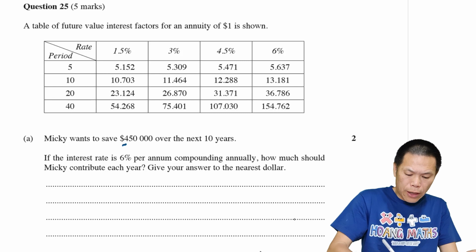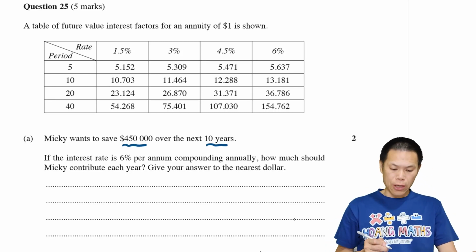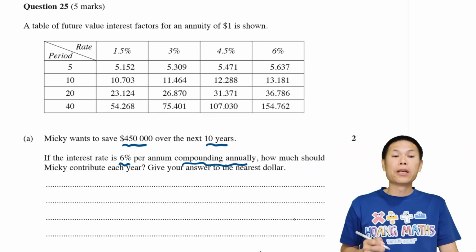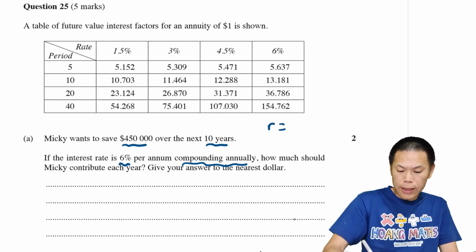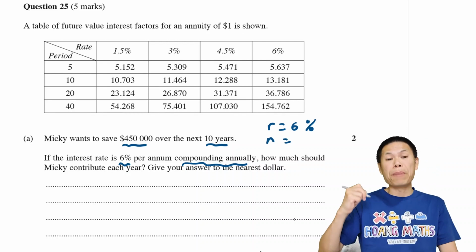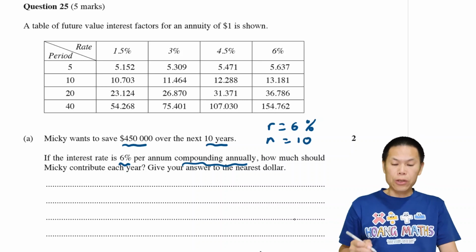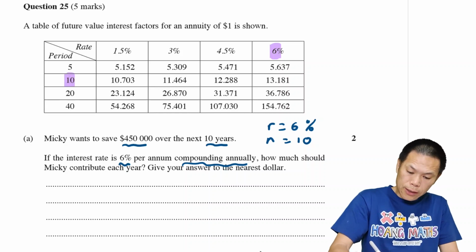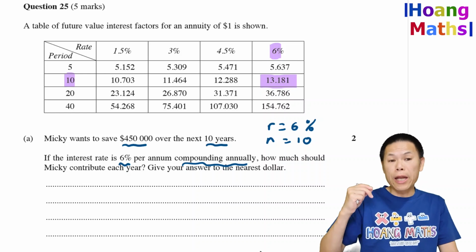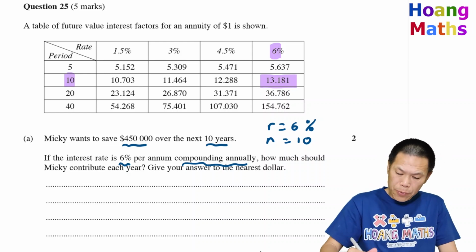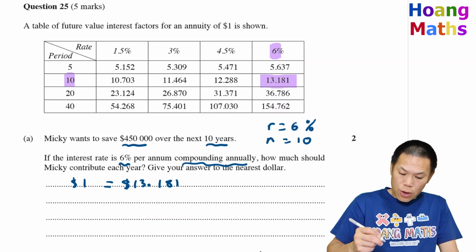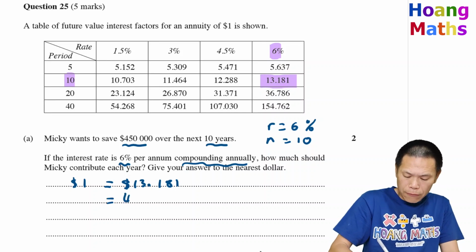Question 25. Mickey wants to save $450,000 over 10 years. First of all, we know that it is compounded annually with an interest rate of 6%. In other words, R is 6%, and because it's compounded annually for 10 years, N is 10. So this is the future value for an annuity of $1. Let me write this down. The future value of an annuity of $1 is 13.181.